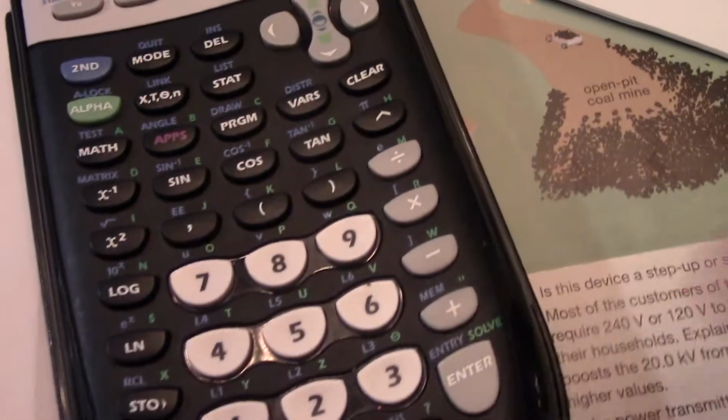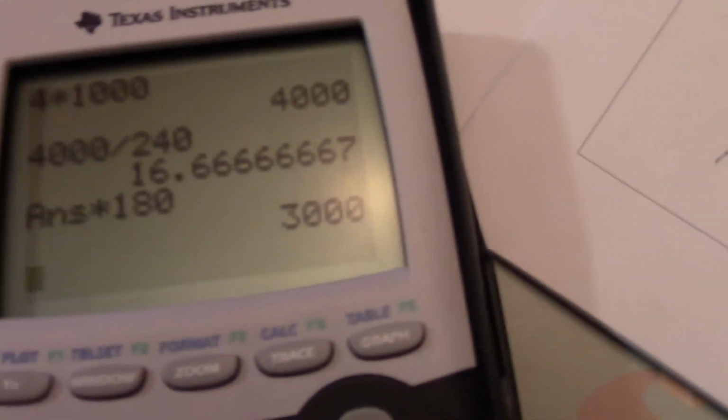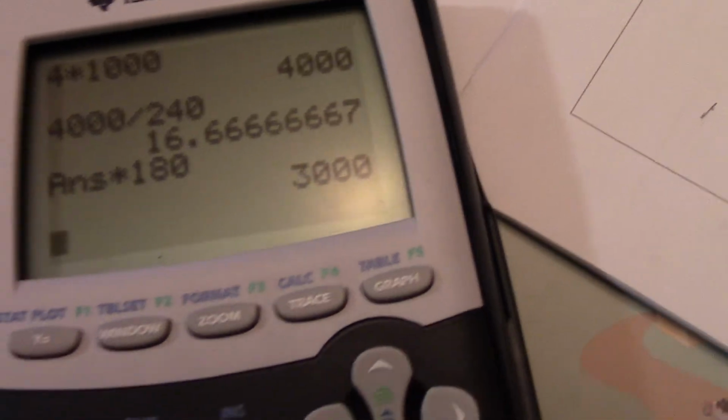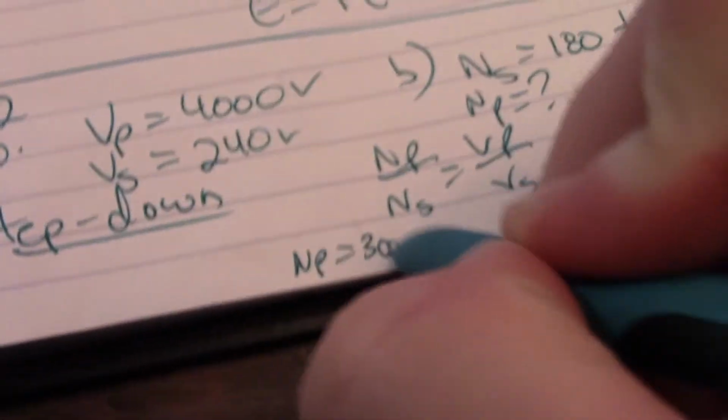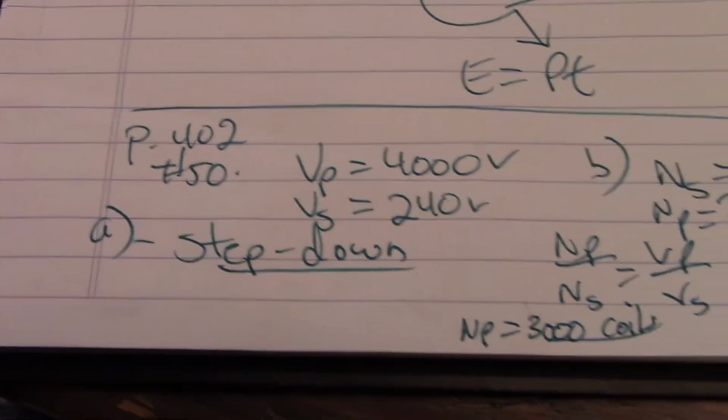So let's solve for that. 4,000 divided by 240 multiplied by 180. And there should be 3,000 coils on the primary coil. And that should make sense because the voltage is higher. So NP equals 3,000 coils. Okay, so again, this is page 402, number 50.